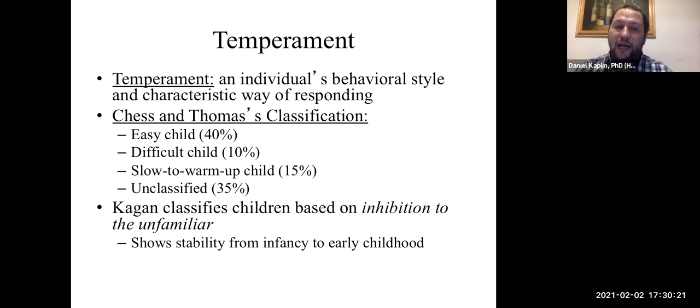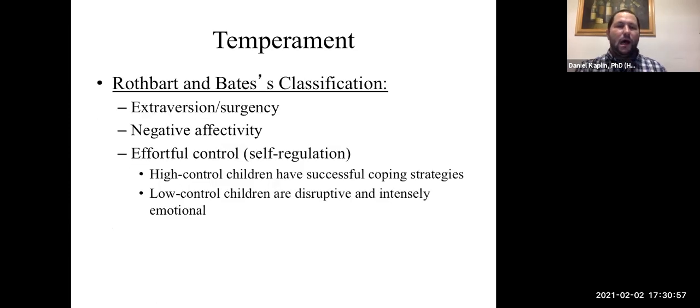A slow to warm up child, where about 15% of children fall into that category, they are also positive and optimistic like an easygoing child, but they need transitions. If they're going to adjust to a new environment, it takes them a little bit more time to adjust. And then, of course, there are children who don't fit perfectly into any of these, which is called an unclassified child. All right. Now, Kagan has another model, which is looking at inhibition to the unfamiliar.